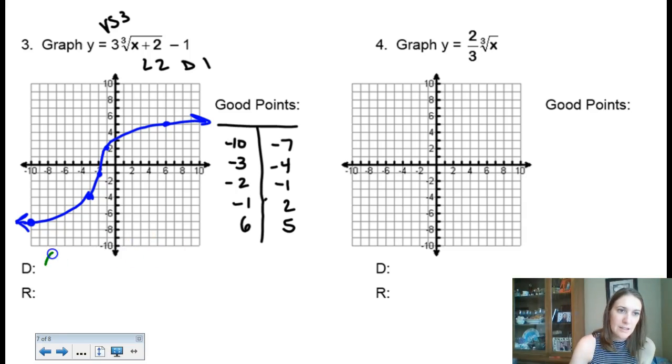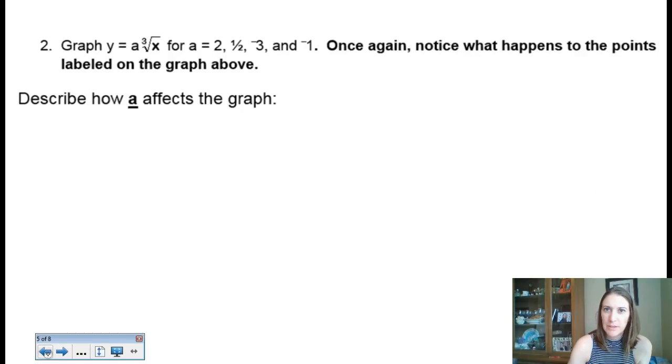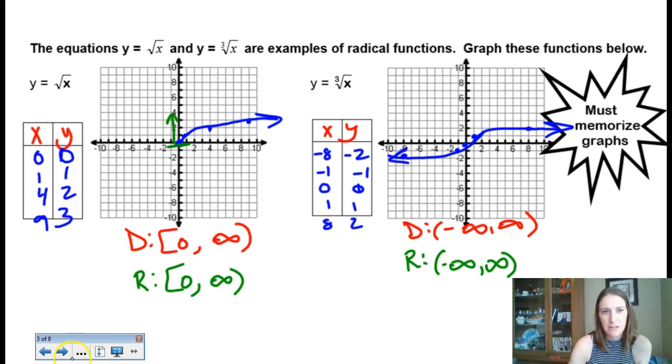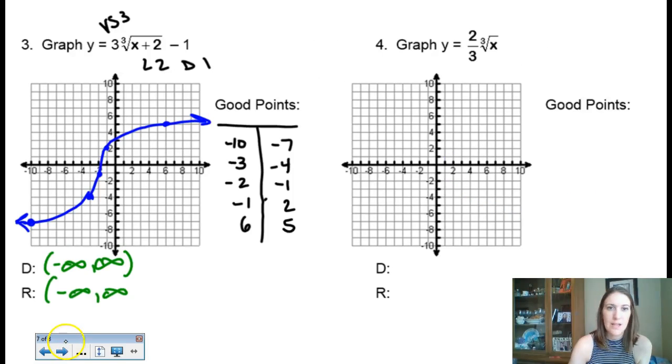So domain goes from negative infinity to infinity. I gotta yell at my kid again, hold on. And the range is also negative infinity to infinity. Don't know if I ever came up with that on our original notes back here. Yeah, I did. Okay. So a good question is, is that always going to be the domain and range? And the answer is yes. For a cube root, it is.